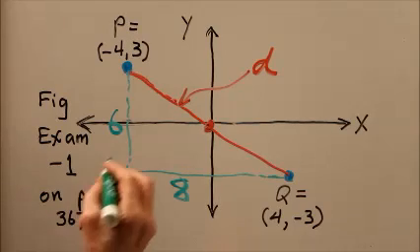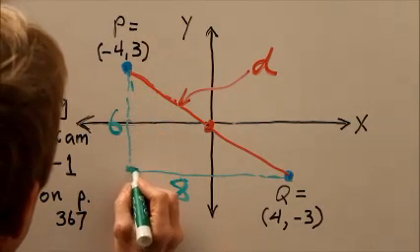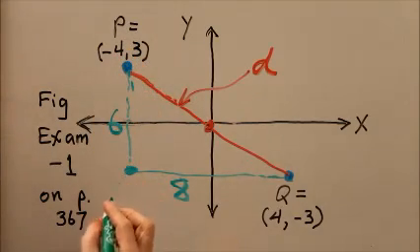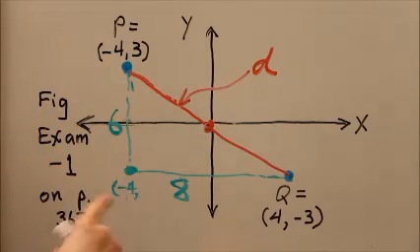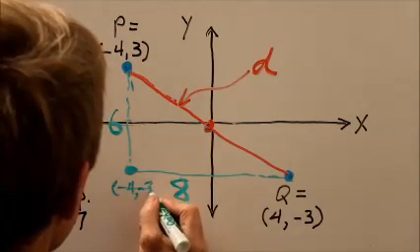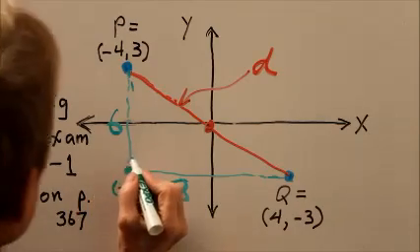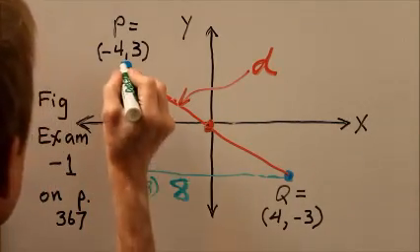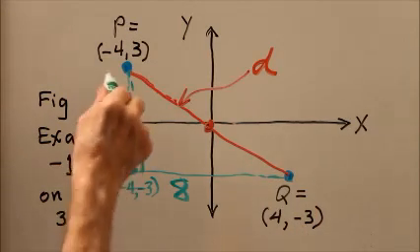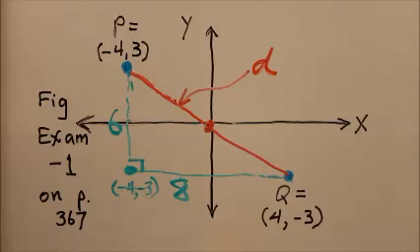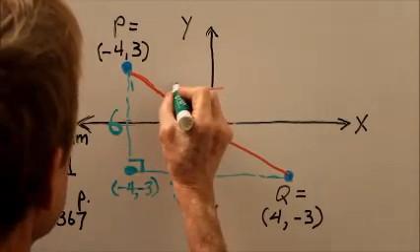Okay, now this point right here happens to be -4. That's the x value, and -3. That's the y value. And this angle right here is a right angle because we draw this line going straight down. We draw that line going straight to the left. So now we have a right triangle. And we can use the venerable theorem of Pythagoras, also known as the Pythagorean theorem, to calculate this distance D.